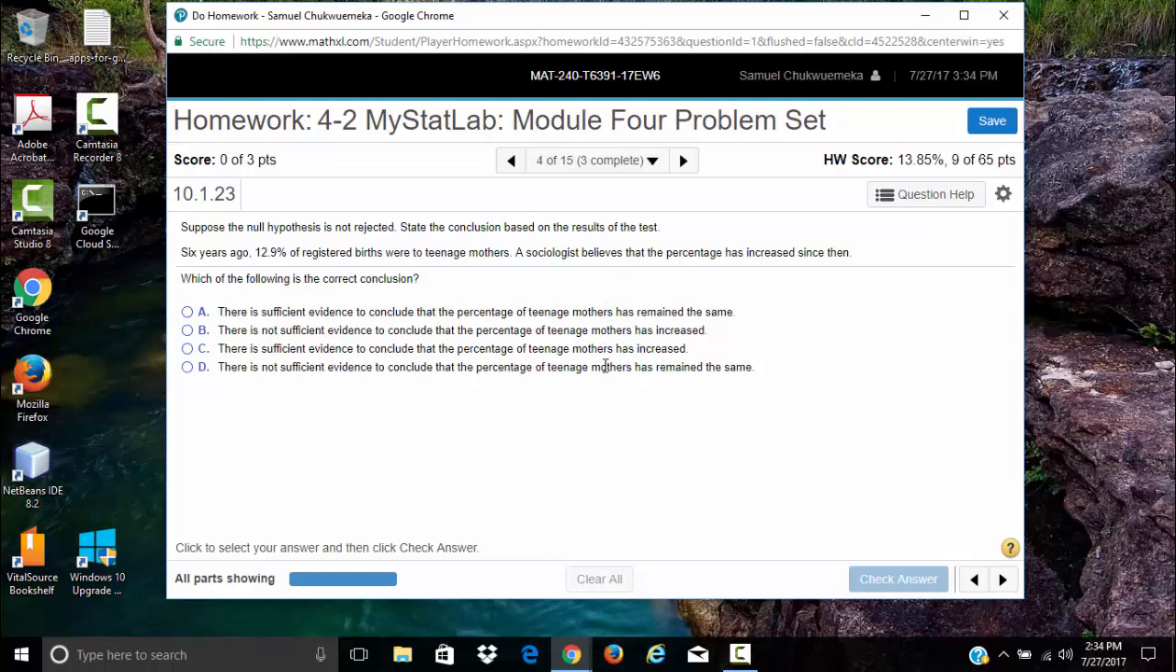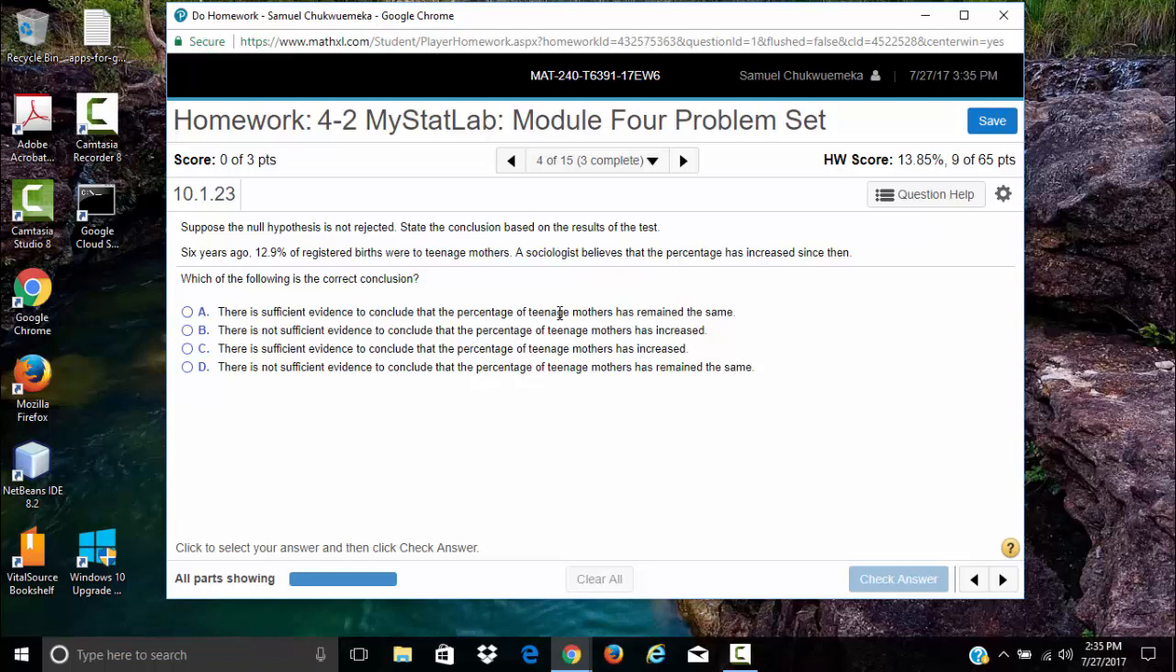If you look at this now, there is not sufficient evidence to reject the null. The null will be that the percentage of teenage mothers is 12.9%. The alternative will be that the percentage is greater than 12.9%. The alternative is what you believe in. And that's going to be a one-tailed test, right-tailed.